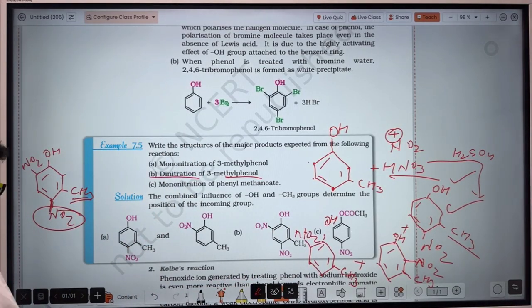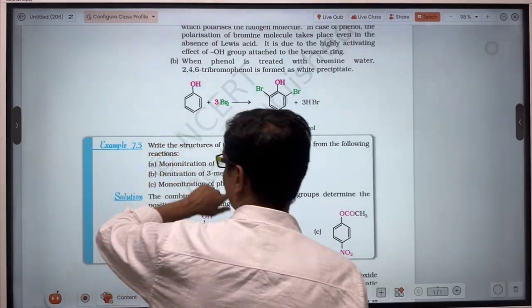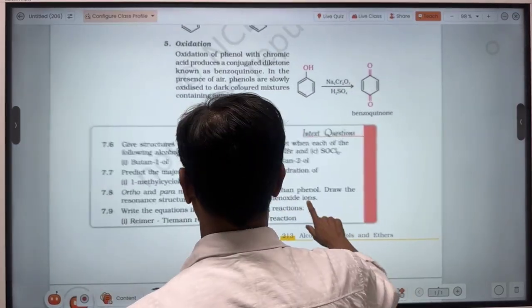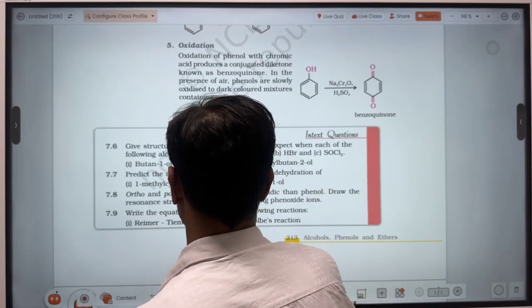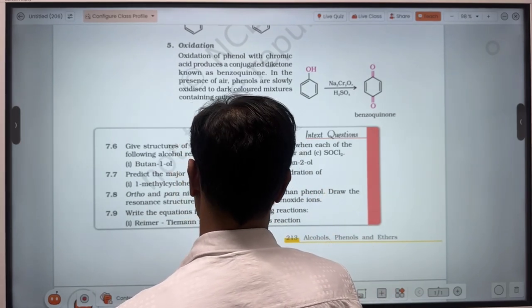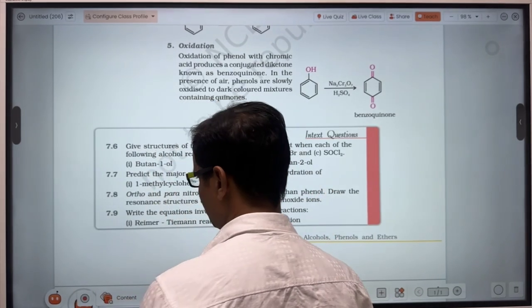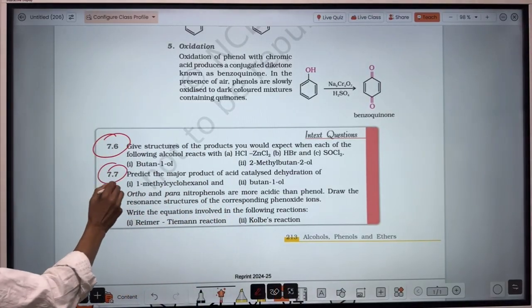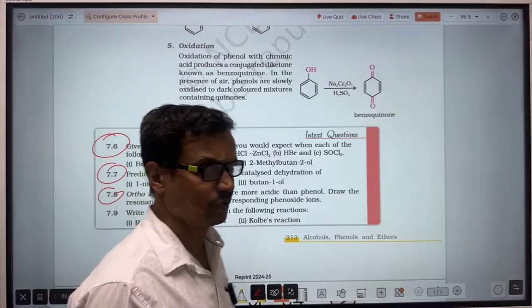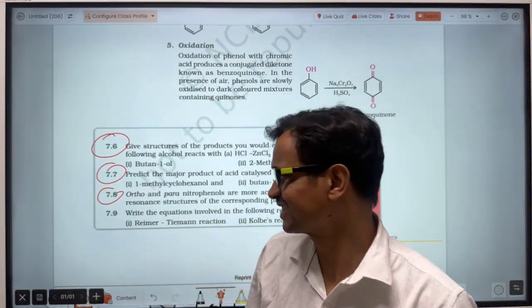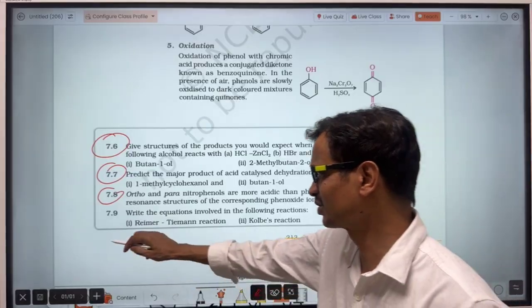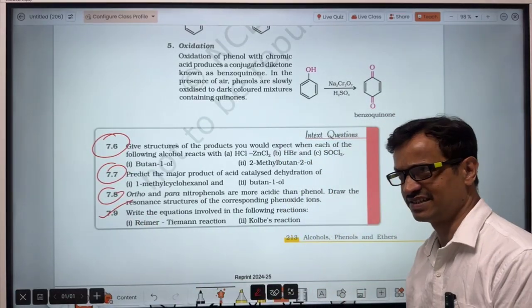Okay. So that was about the questions related to phenol. These questions firstly you solve by yourself. In the next class also we will discuss these questions, you do it in the homework. The questions about Kolbe's reaction, Reimer-Tiemann reaction, we have already discussed. So you could solve this question very easily.